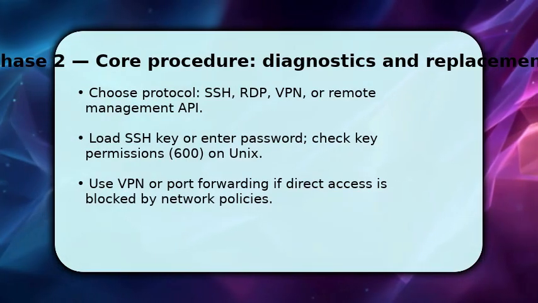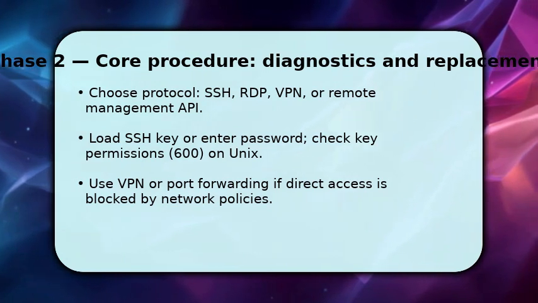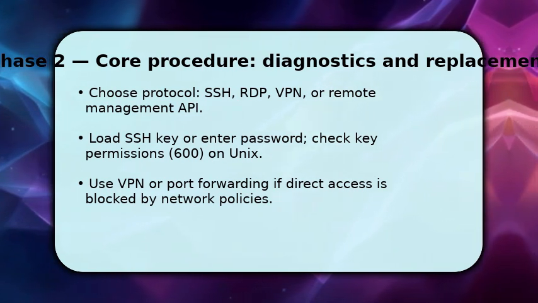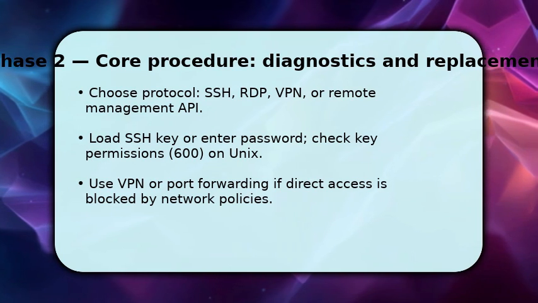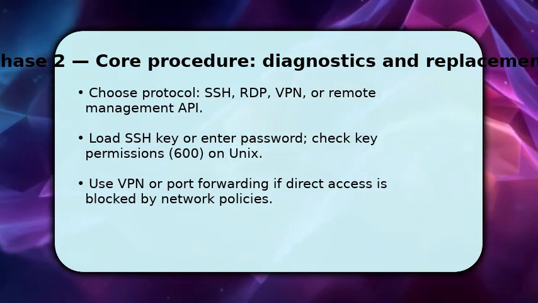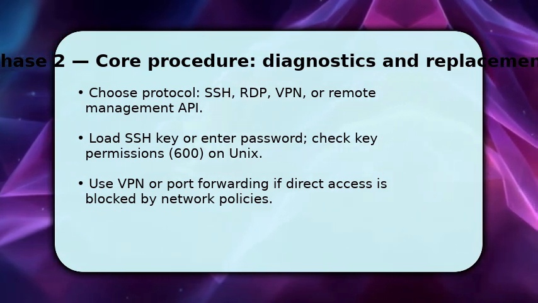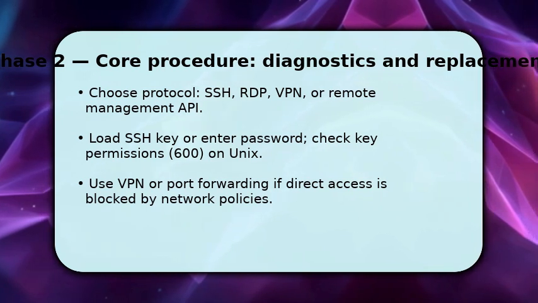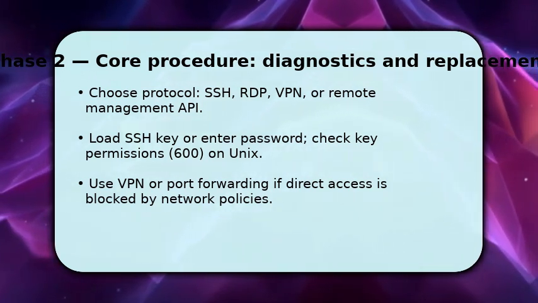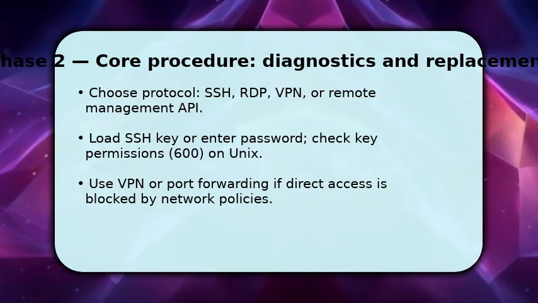Now you proceed to the complex middle steps and establish the session. Select the correct protocol, SSH for shell, RDP for desktops, or a VPN for network access. If you use SSH, load the key and verify file permissions, make sure it's restricted to you, otherwise authentication will fail. If direct routes are blocked, configure a VPN or set up secure port forwarding through a Bastion host. Make sure to validate host fingerprints to prevent man-in-the-middle attacks before trusting the session.